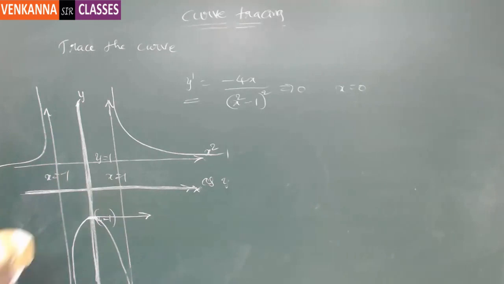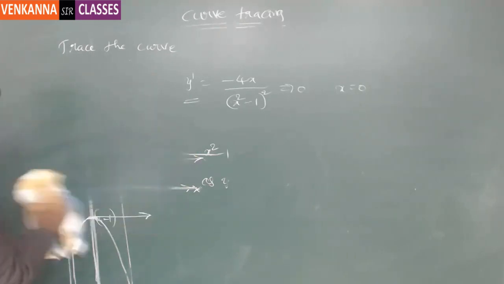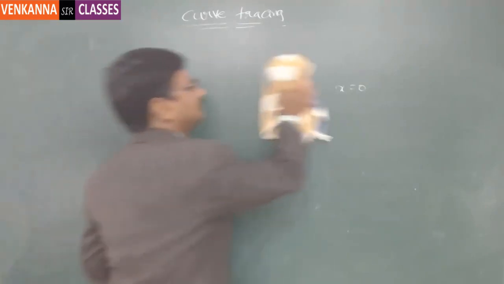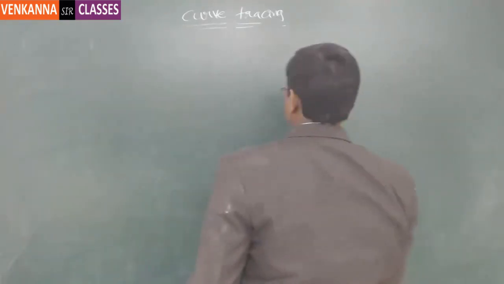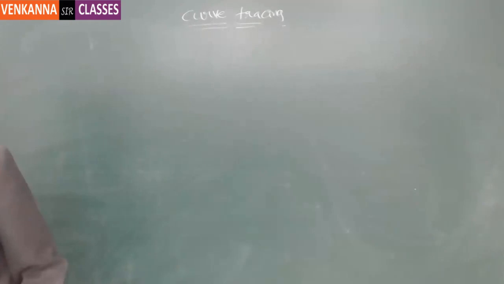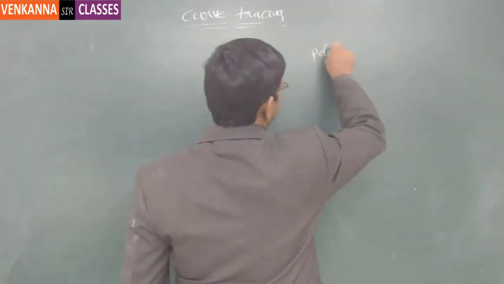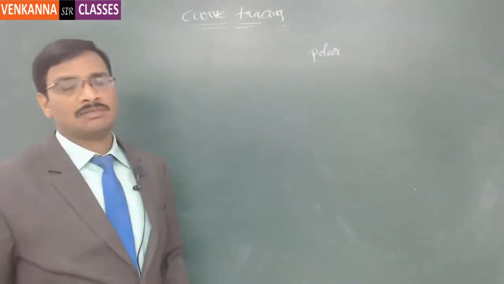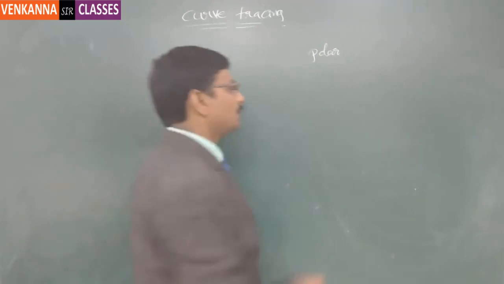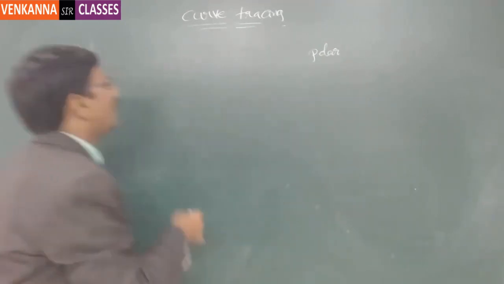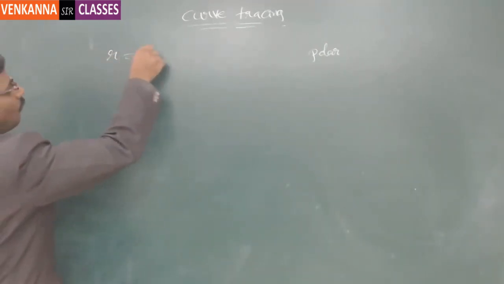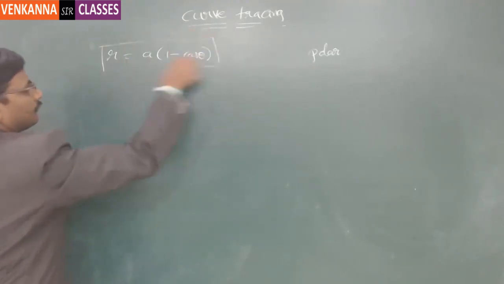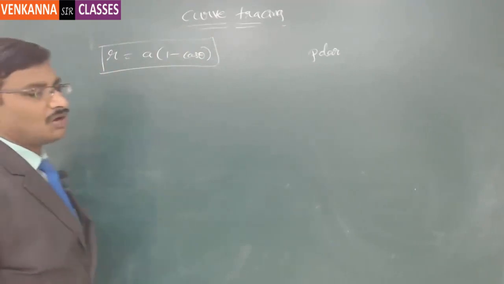So this is how you will be tracing the curve. In the case of polar coordinates, polar means there will be a pole and there will be an r, which together form the polar system. Suppose I take the curve r equals a into 1 minus cos theta. Now this is a polar coordinate system, so there are no x and y involved in this.